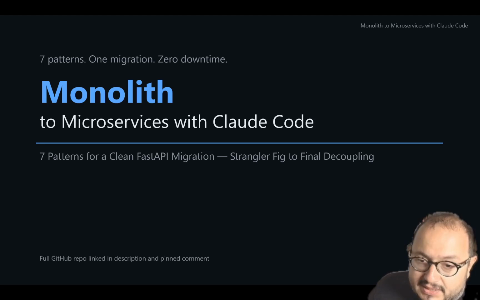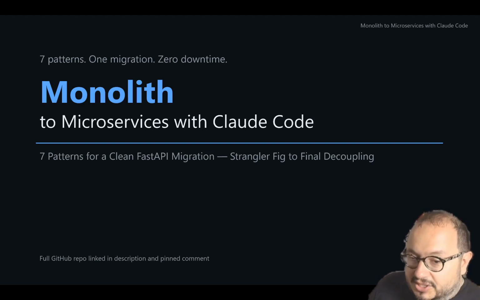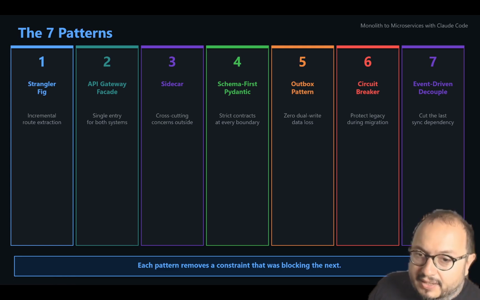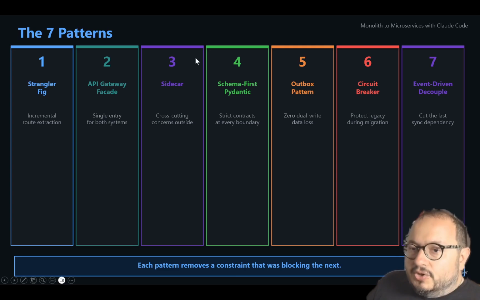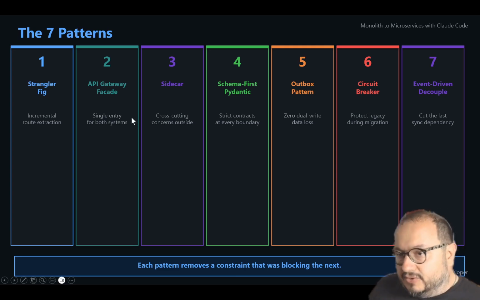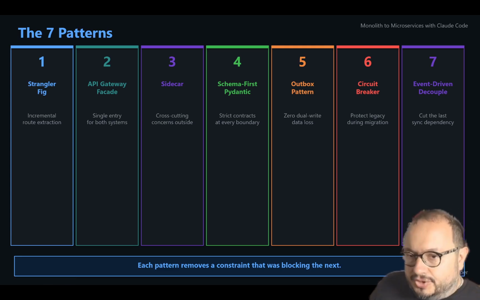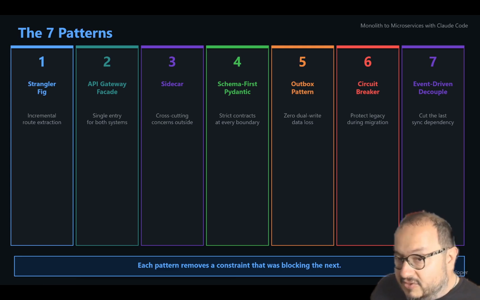Dependency mapping, schema translation, routing generation, and FastAPI is the target. Let's go! Here's the map. 7 patterns, 1 migration journey. Pattern 1. Strangler Fig. You wrap the monolith, redirect traffic to the new FastAPI services, and strangle it one module at a time. Pattern 2. API Gateway Facade. One entry point in front of the system while migration is in flight.